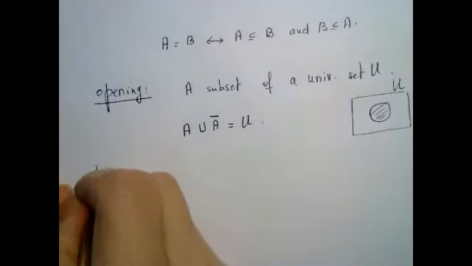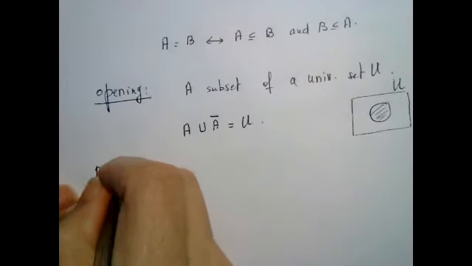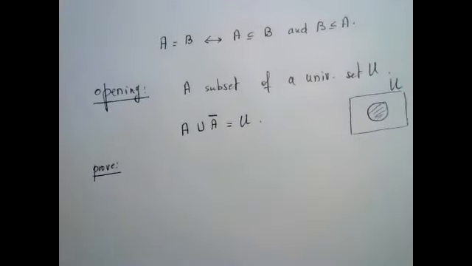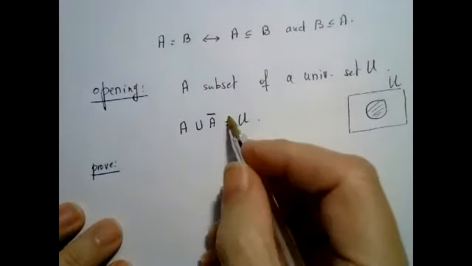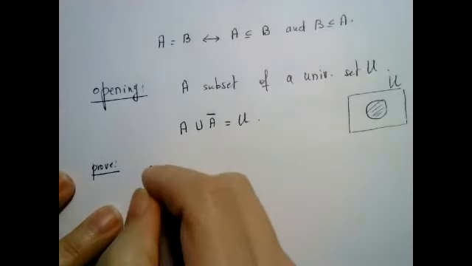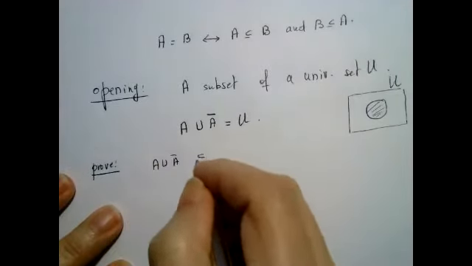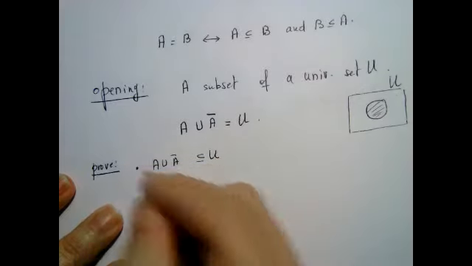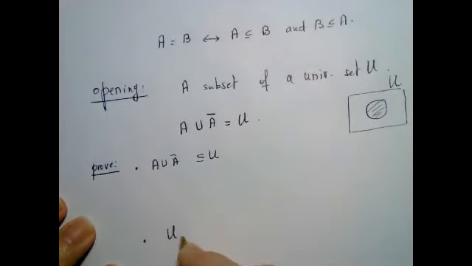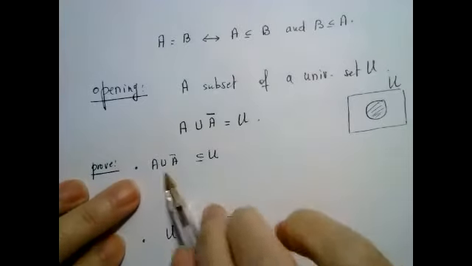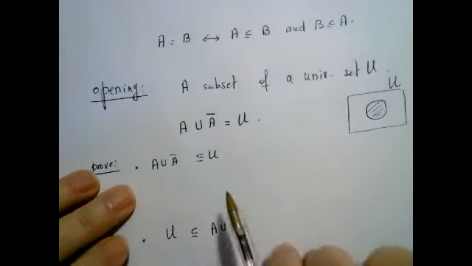Okay, now we want to prove it. Intuitively it makes lots of sense, but we're going to prove it. So this is an equality, so I need to prove two facts. I need to prove that this is a subset of U, then I need to prove that U is a subset of A union A complement. All right? Okay. And let us start with the first one.